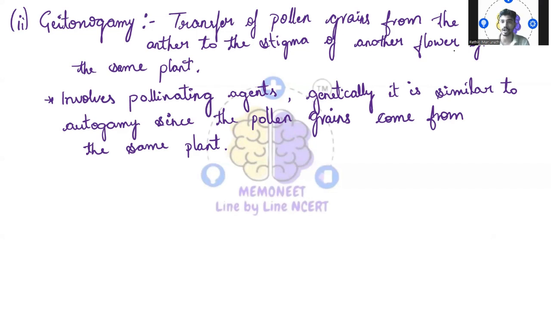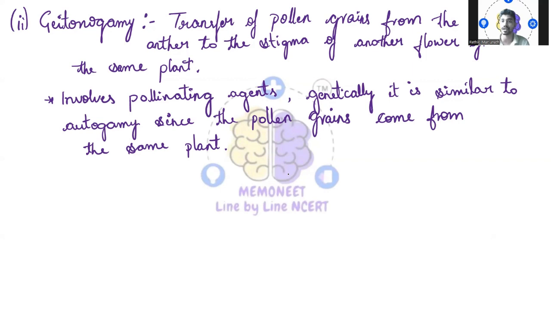So here it normally involves pollinating agents, like wind pollination or some insects and all. And genetically it is similar to autogamy, because here the pollination is happening within the same species, that is the same plant. But here the flowers are different now. So that is not happening within the same flower, but in two different flowers within the same plant. So genetically they might be similar, that is, the pollen grains come from the same plant.